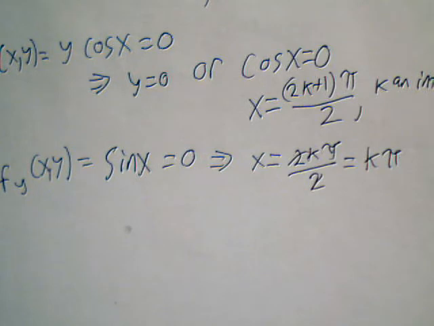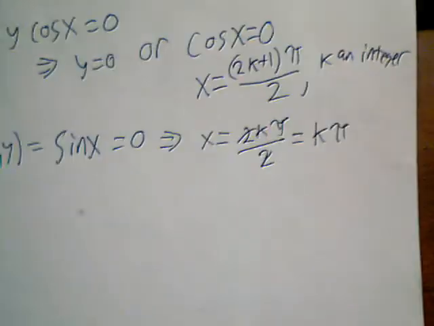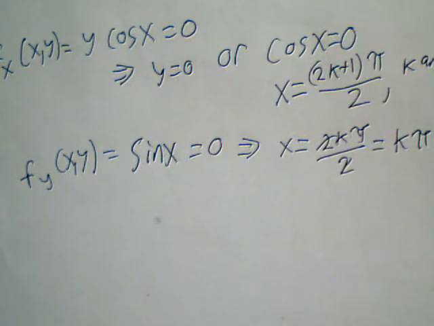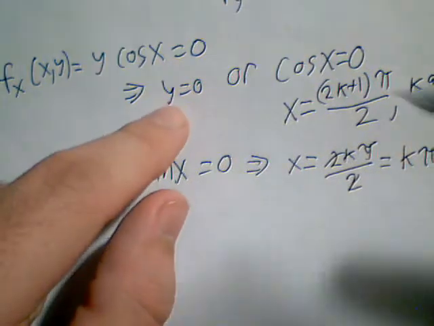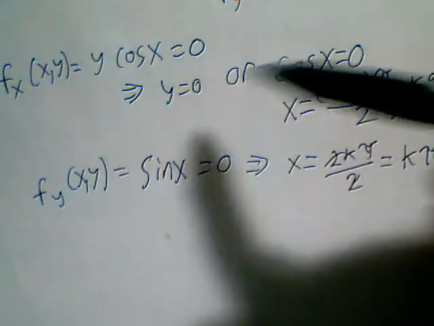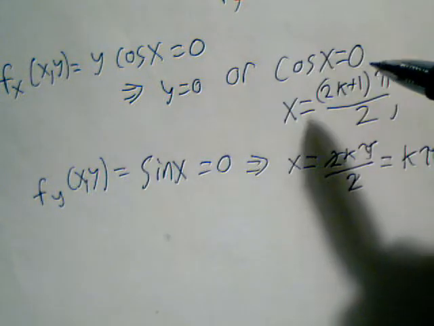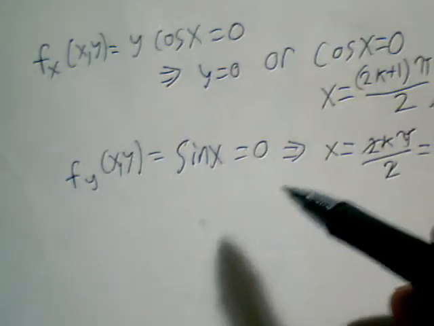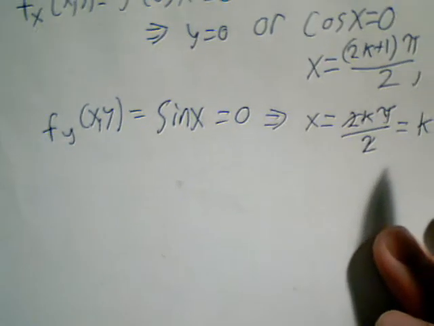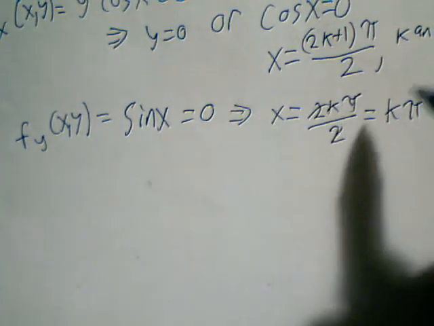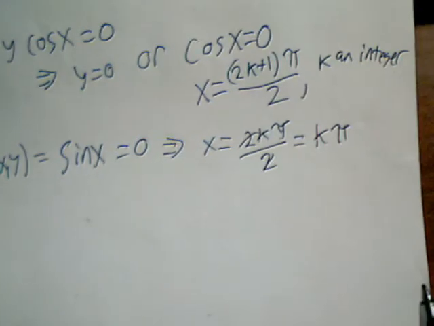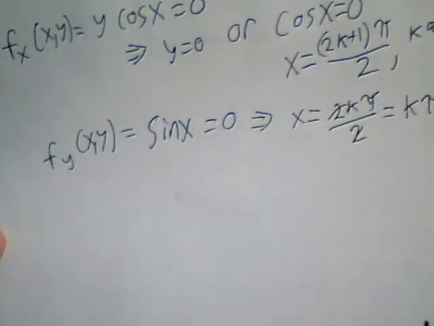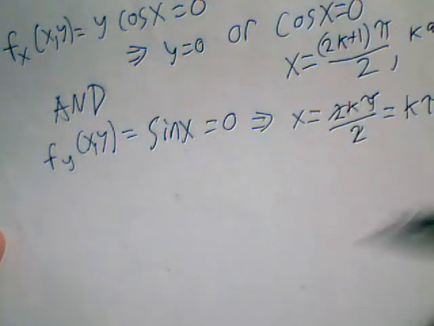Okay. So now what are my critical points? Here's the key. The partial with respect to x is 0 when y equals 0 or cosine x equals 0. These are two separate cases. And down here, the partial with respect to y is 0 when x is k pi. There's an or between these two, but between these partials there's a big and. So both of these partials have to be equal to 0.